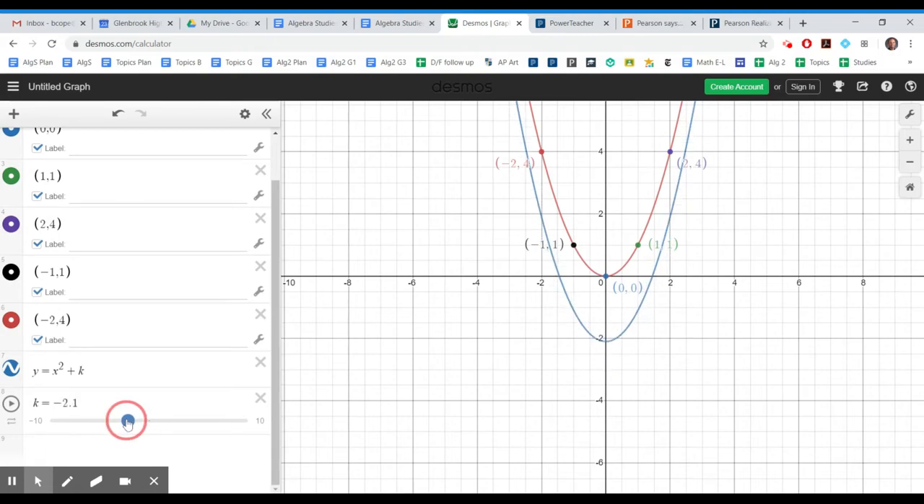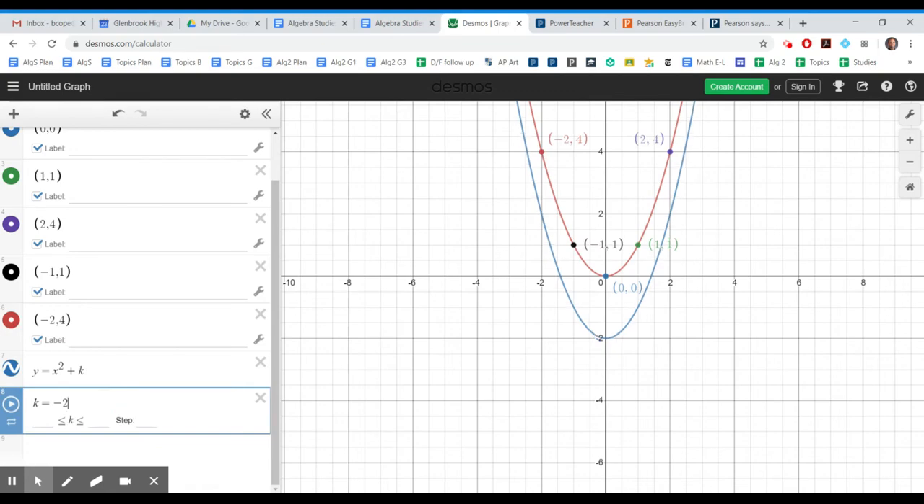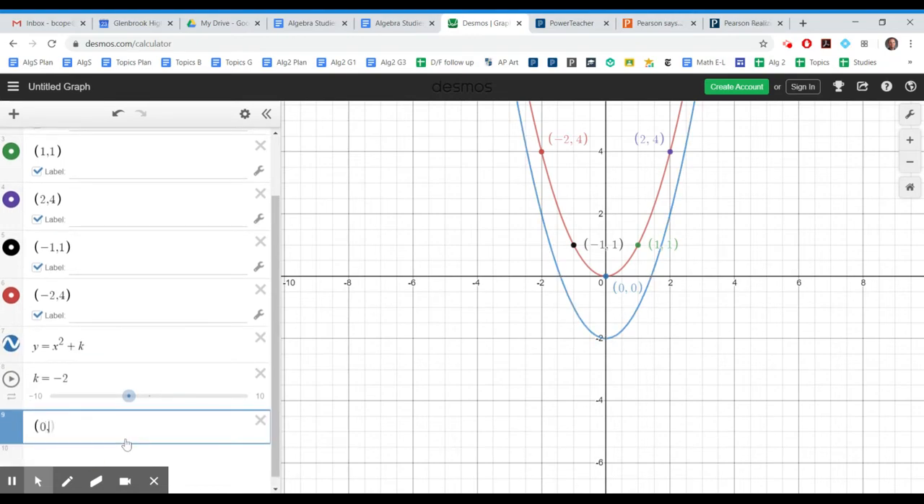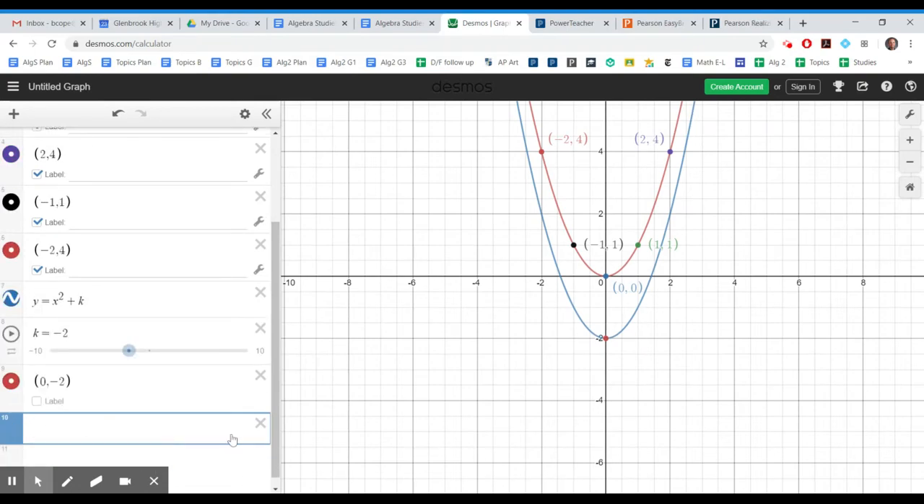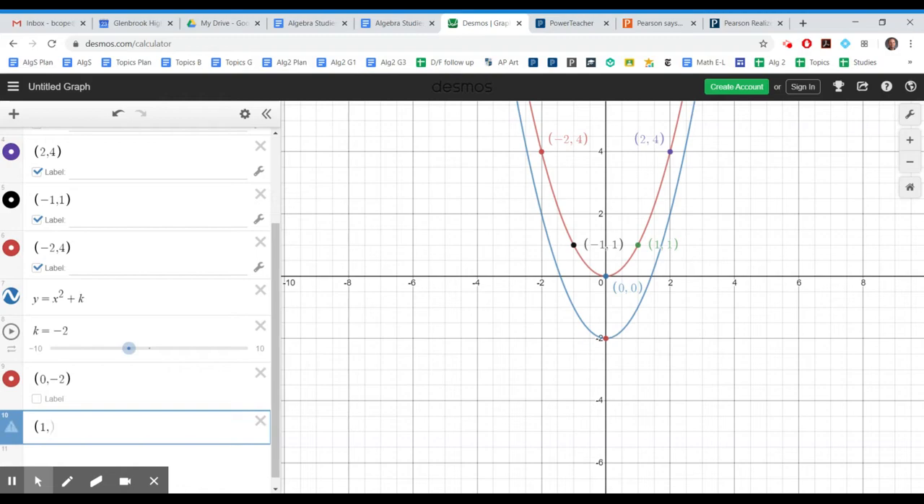And if I go a little further as k goes negative, say I go down to like negative 2 or so, right? At negative 2, now our vertex has moved 2 units down, and the vertex is now at 0, negative 2. And in fact, every one of those points moved down as well, right? I could look at the vertex, 0, negative 2. That's now plotted. And I could also look at, say, 1, negative 1. That one's now plotted as well.